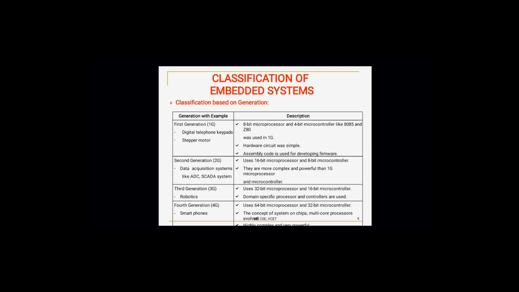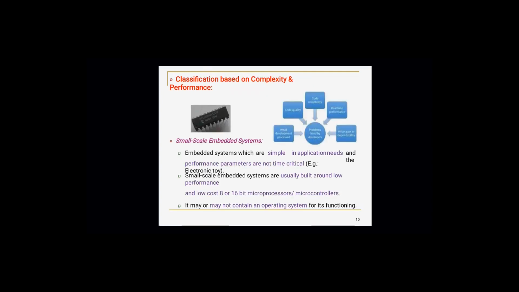Embedded systems, based on the generation, have 4 classifications: first generation, second, third, and fourth. So now you can simply compare that as a new generation has arrived, its embedded system hardware and software have become sophisticated. That's it, right? More and more complicated.